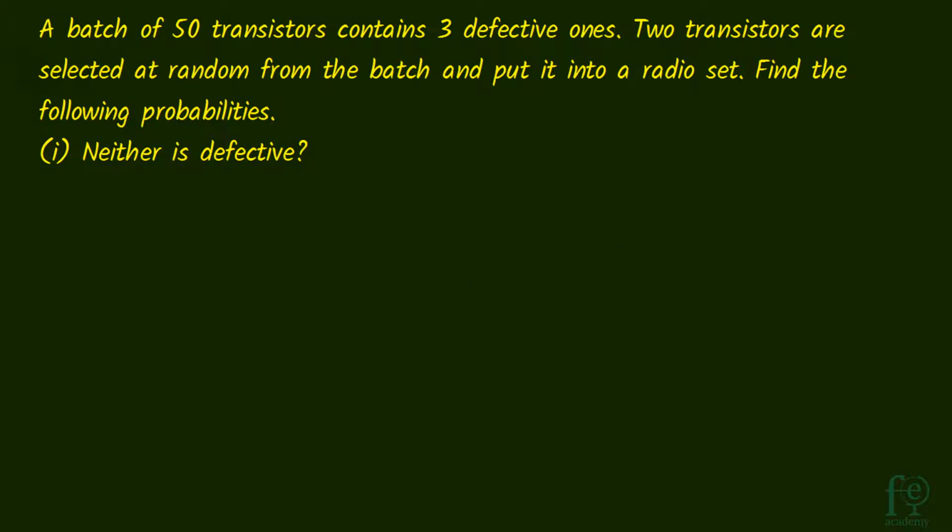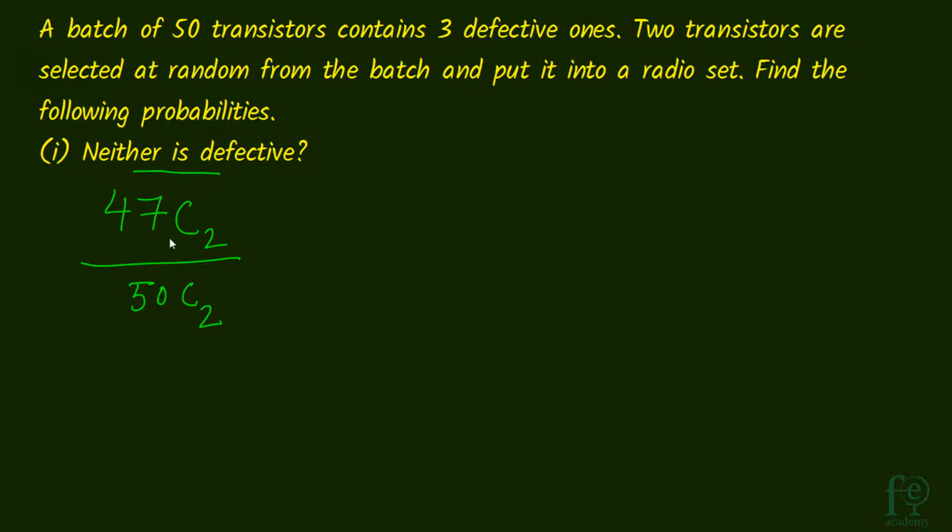Now last question, what is the probability that neither is defective? So we are selecting 2 transistors from the batch of 50 transistors. So what is the probability that both the transistors are non-defective? So what it will be? We have to select 2 transistors, and these 2 transistors have to be selected from the non-defective transistors. In total, there are 47 non-defective transistors. So it will be 47C2 divided by 50C2.